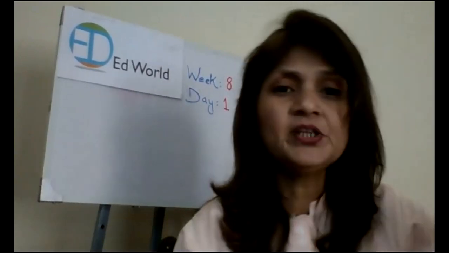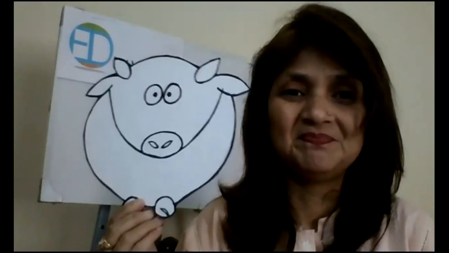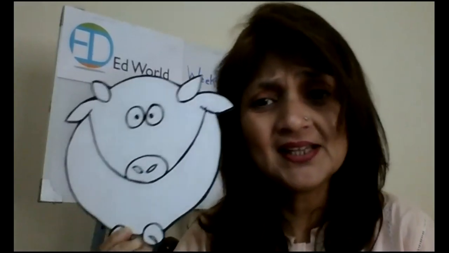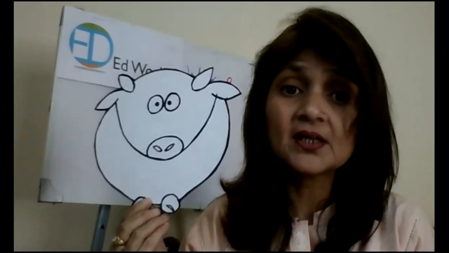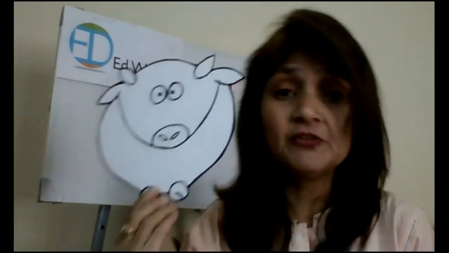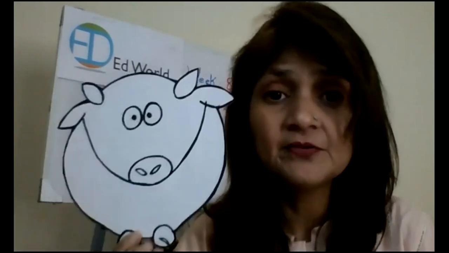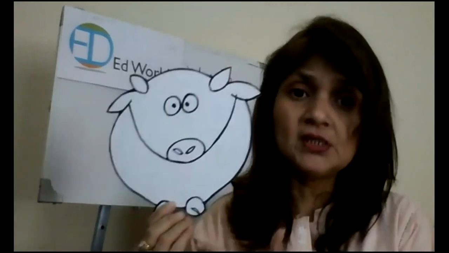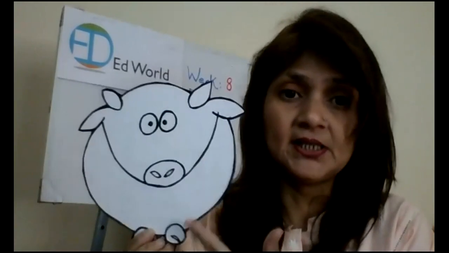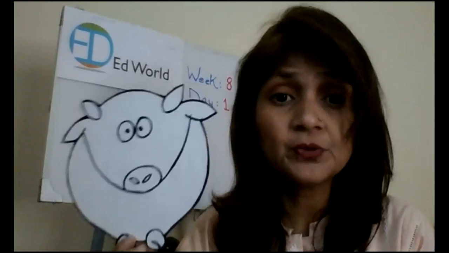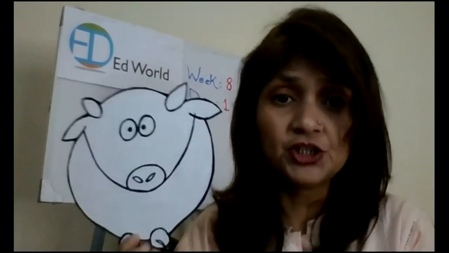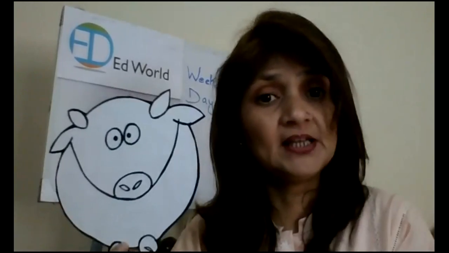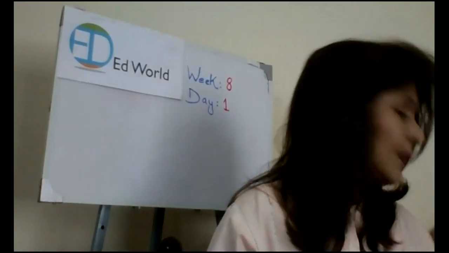Okay. Now, which animal is this? It's a cow. Yes. And where does a cow live? Cow lives in a farm. It's a farm animal, right? It lives in a farm because it can adapt itself to the environmental conditions of a farm. That's why it lives in a farm. Correct.